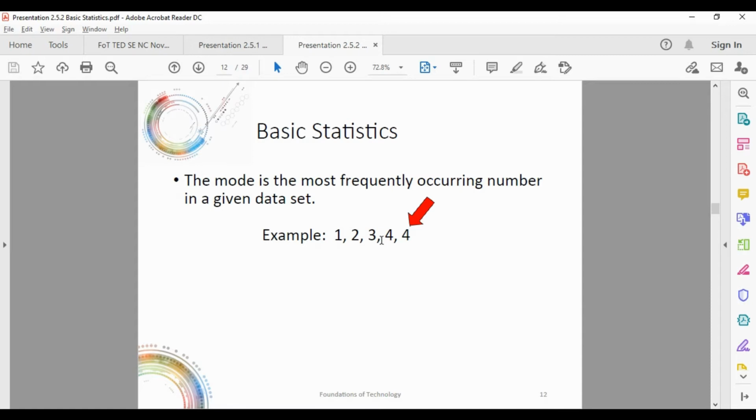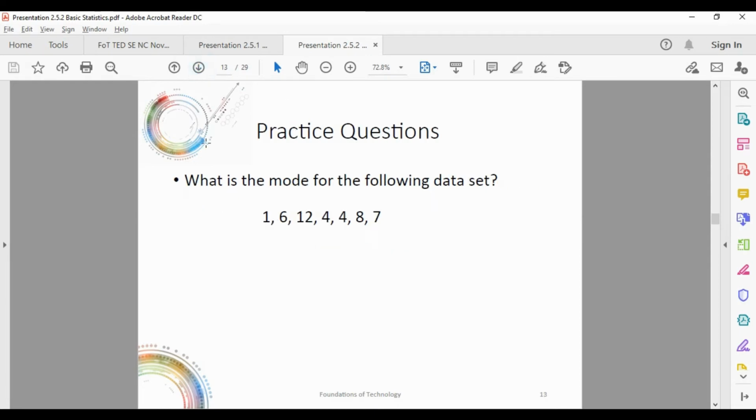The mode is the number that occurs the most. In this data set, 4 occurs twice, where everything else occurs once. For our purposes, the only time that we are going to say that there is no mode is if every number only occurs once. Otherwise, it's going to have a mode or multiple modes. Okay, that's for our purposes.